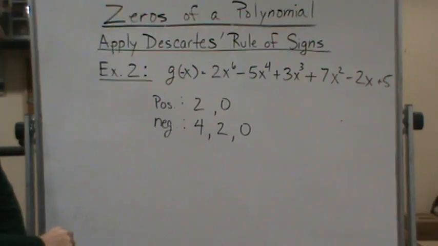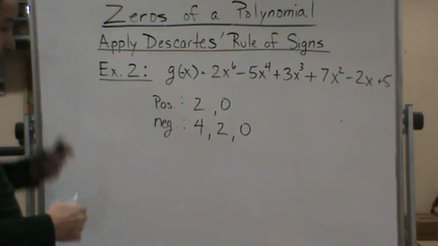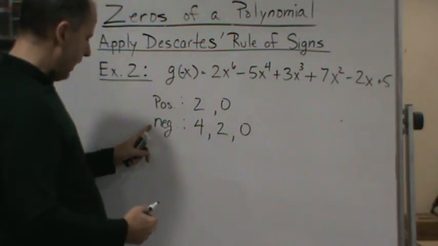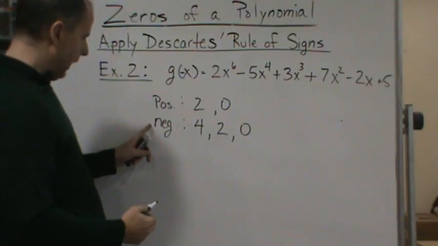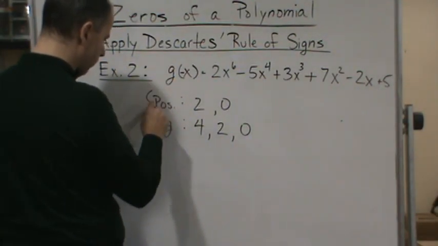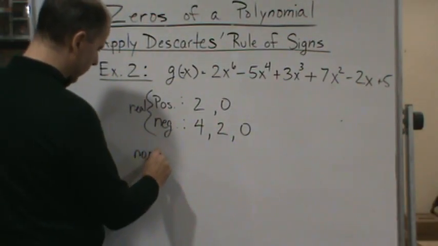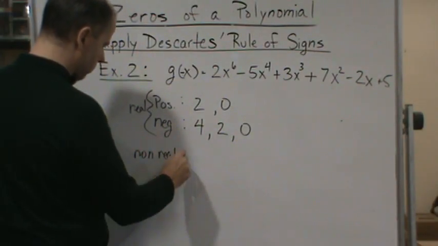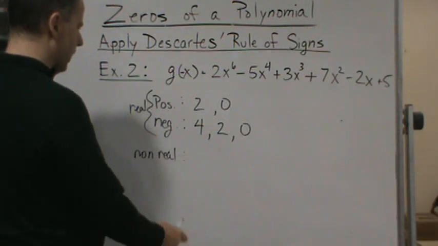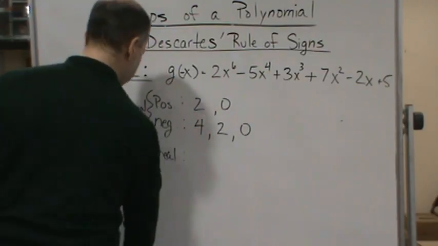Now, if I was creating a table of all of the possible outcomes of positive, negative, and non-real, so these are all real, right? And then along with the non-real, right? I could create a table because this is either going to be 2 or 0, this is going to be 4, 2, or 0.